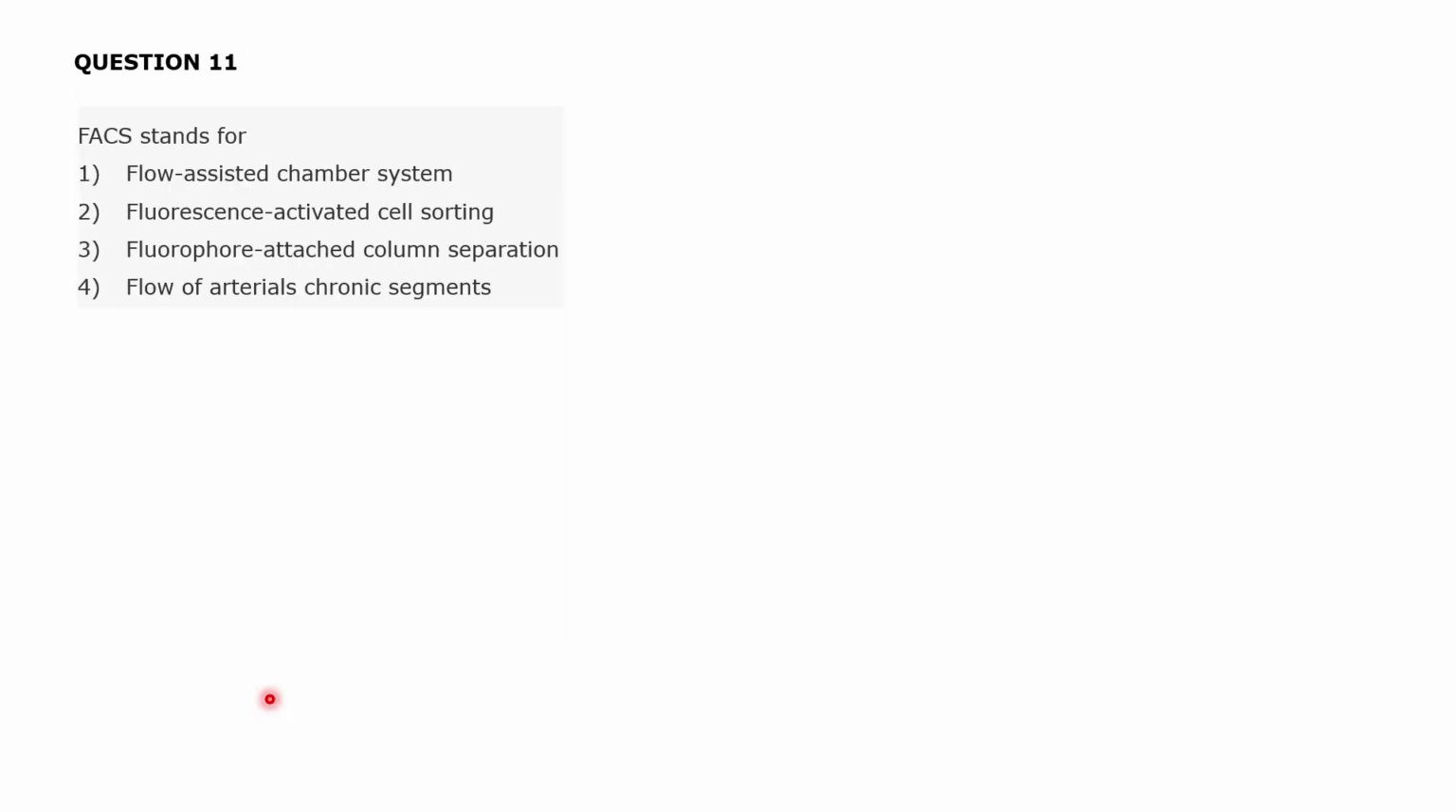Coming on to question number 11. FACS stands for flow assisted chamber system, flow assisted cell sorting, flow for attached column separation, or flow of arterial chronic segments. Option number 2 I am getting. So basically you are right. FACS we have discussed earlier also, right? It is also called fluorescent assisted cell sorting.